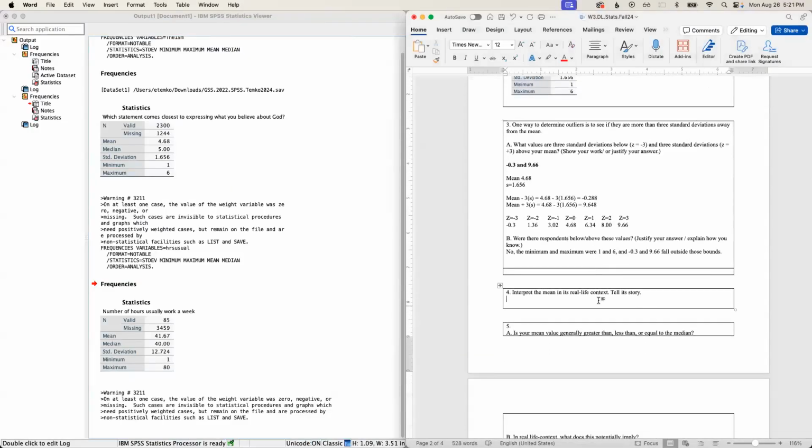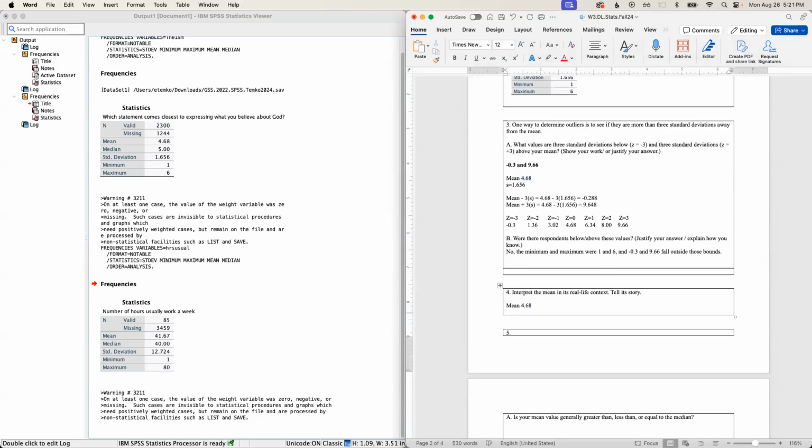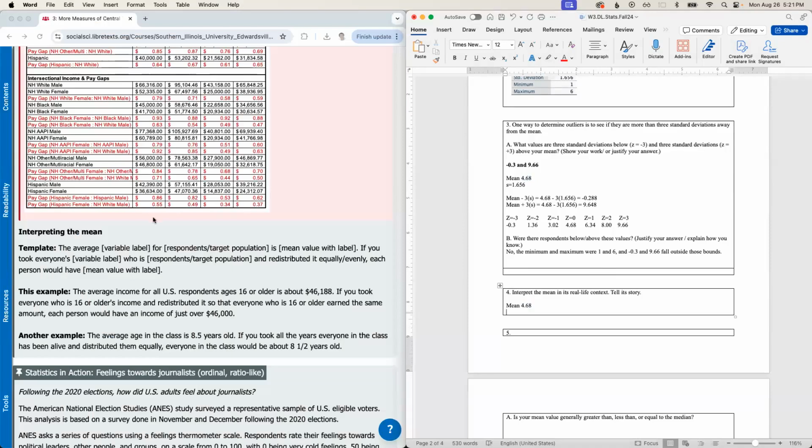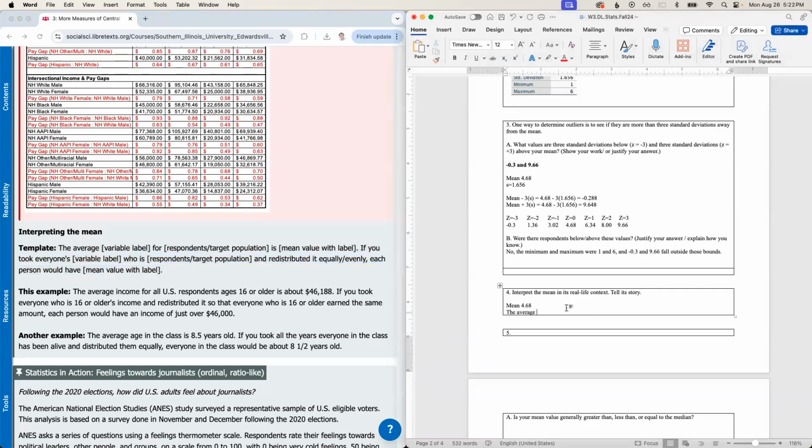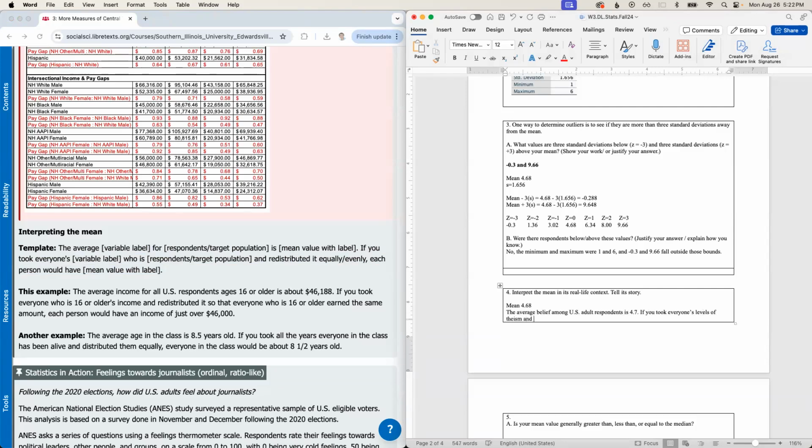Okay. Interpret the mean in its real life context. Tell its story. So again, we know that our mean is 4.68. And the question is, what does that actually tell us? Right? What is its story? Okay, so in the textbook, here is a template for interpreting the mean, as well as a couple examples. And so I'm saying the average belief among US adult respondents is 4.7. If you took everyone's levels of theism, right, who is a US adult respondent, and let's just say, so if we took every respondent's levels of theism and redistributed them equally, each person would have 4.68.